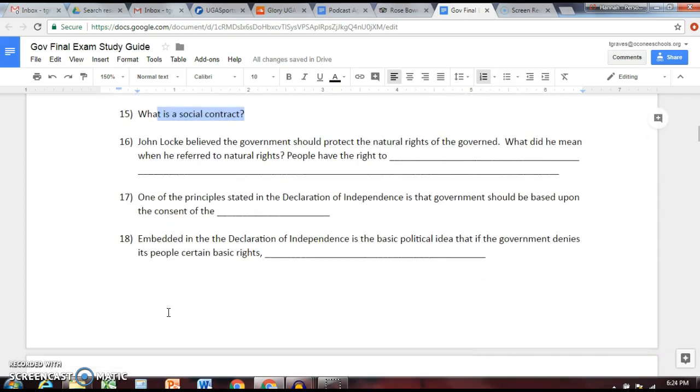Number 18, embedded in the Declaration of Independence. Let me delete that typo. I find all sorts of typos here.